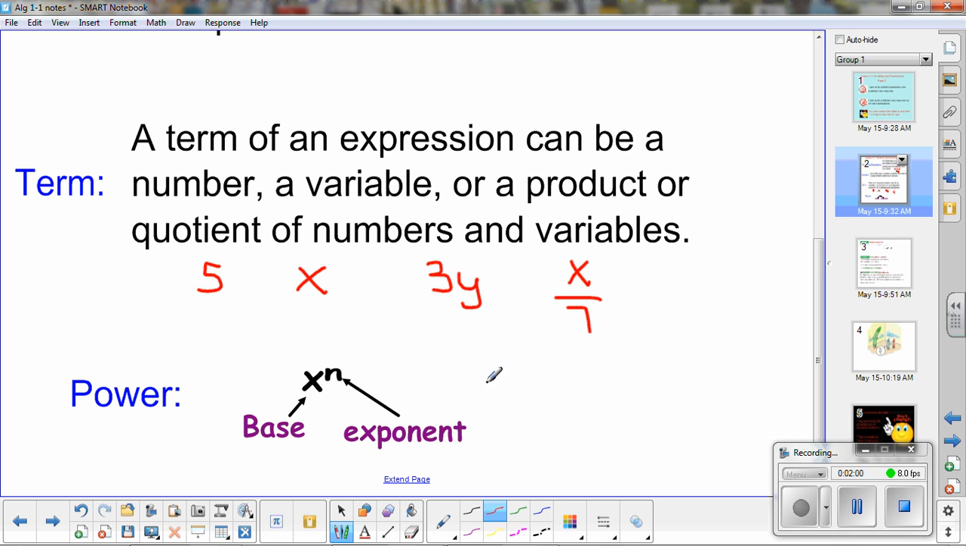The last vocab is power. Power looks like this: x to the nth power. The big number is the base, and the little number that's raised up is called the exponent. Basically, the exponent tells you how many of the base you have multiplied together, such as x to the third power equals x times x times x.